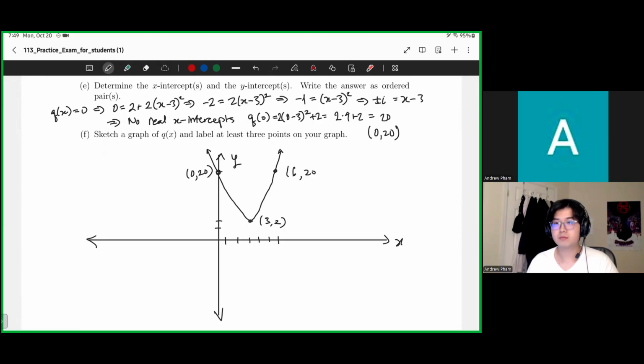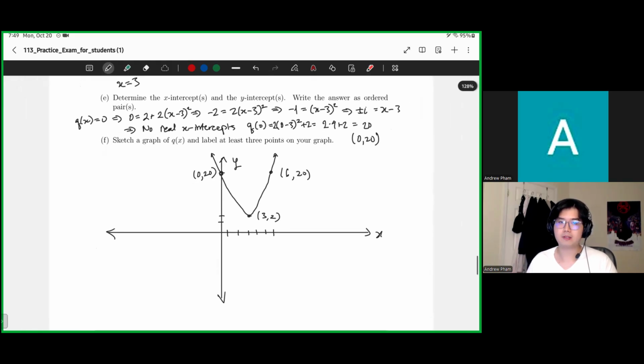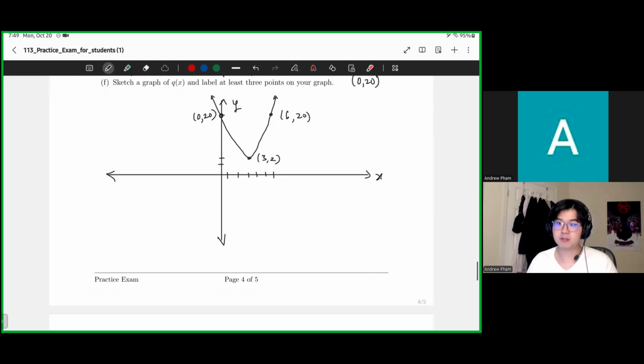Right, good. That's the graph, right? Label 3 points, label your axes, which is good enough. It doesn't have to be perfect.